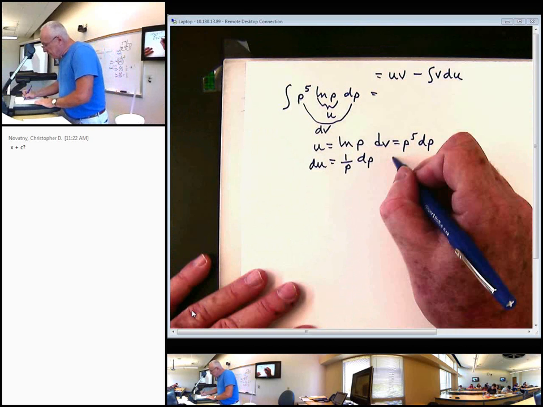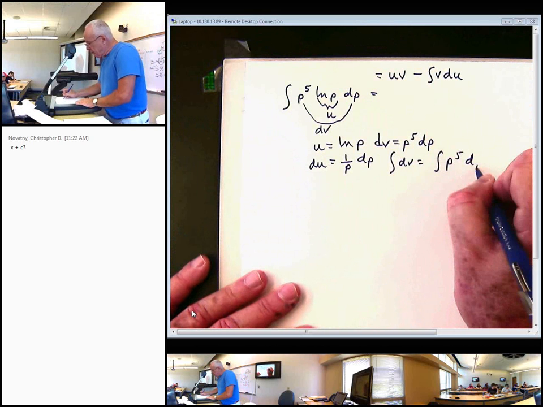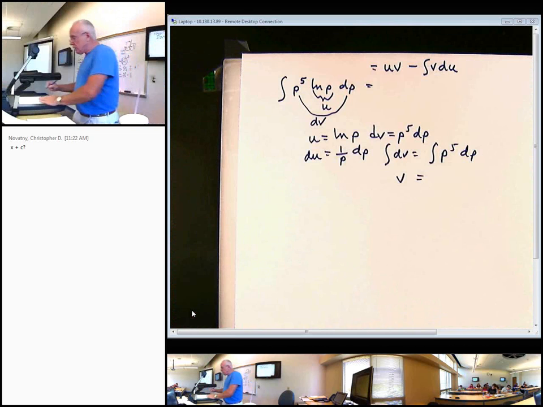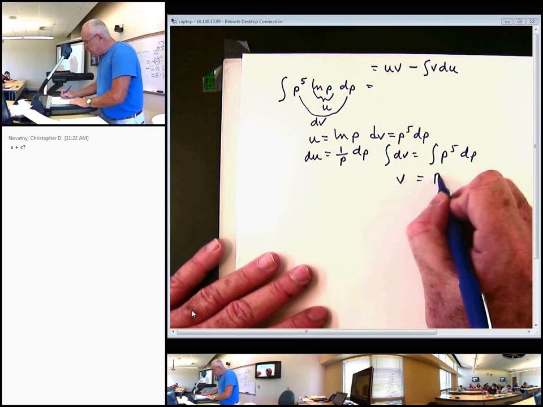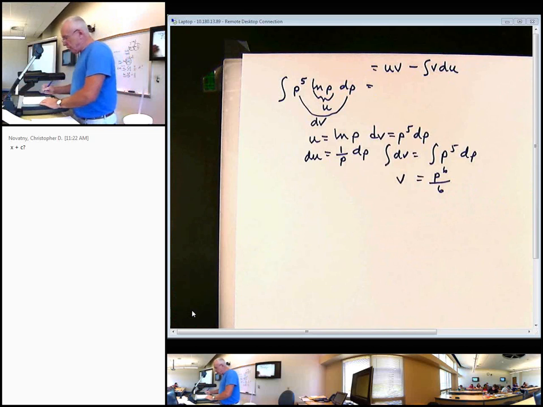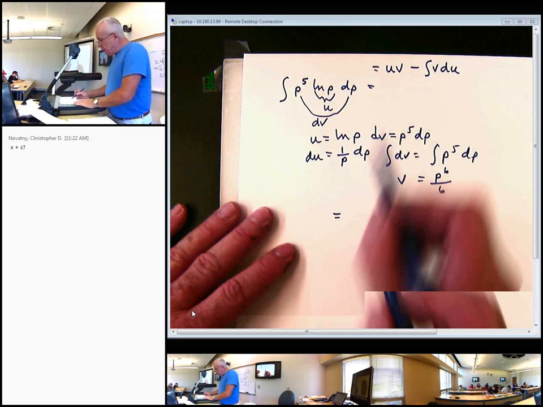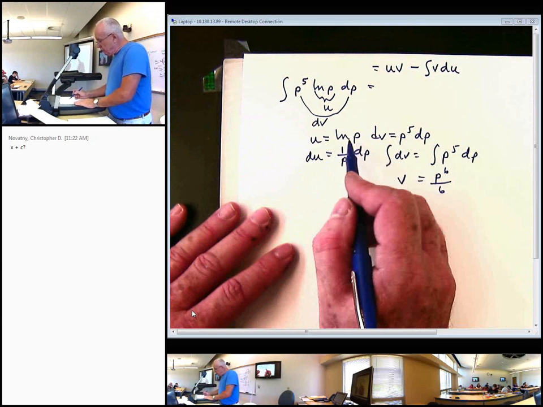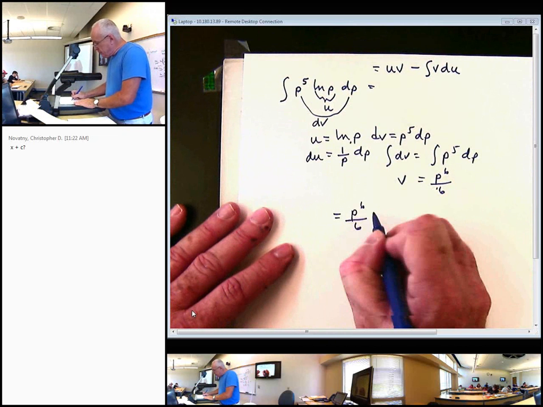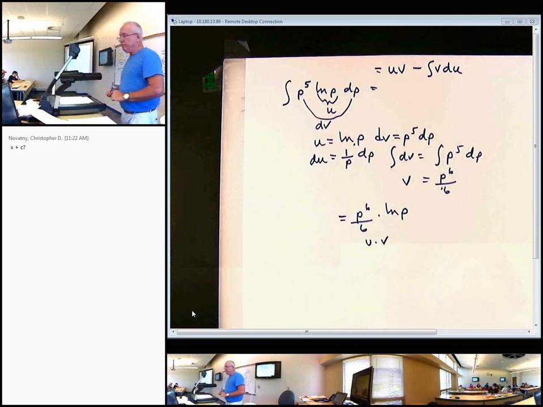I then have to take the antiderivative of both sides. So my v is going to be p to the 6th divided by 6, antiderivative. All right, so let's see what we come up with here. u times v is what? Here's our u, here's our v. So it'll be p to the 6th divided by 6 times the ln of p. That's my u times v.